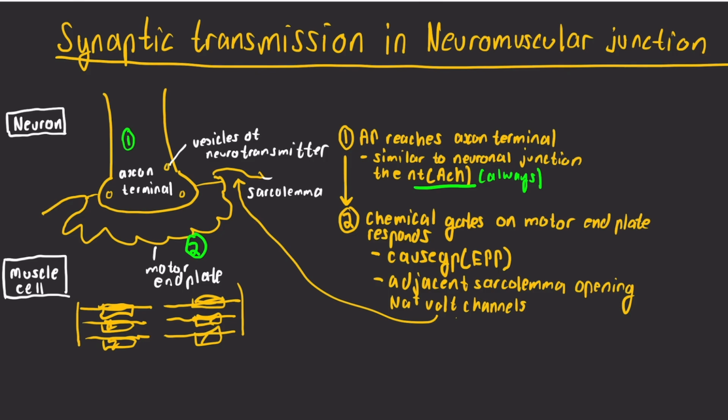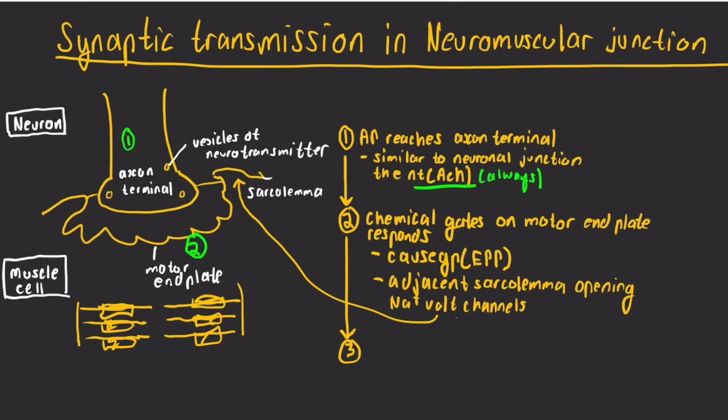So here we would have our end plate potential, which is triggered by the adjacent sarcolemma, and we always get an action potential here. And the reason for that is we want the muscle to always respond to the neurons. If not, then we can't control our muscles, and we don't want that happening.